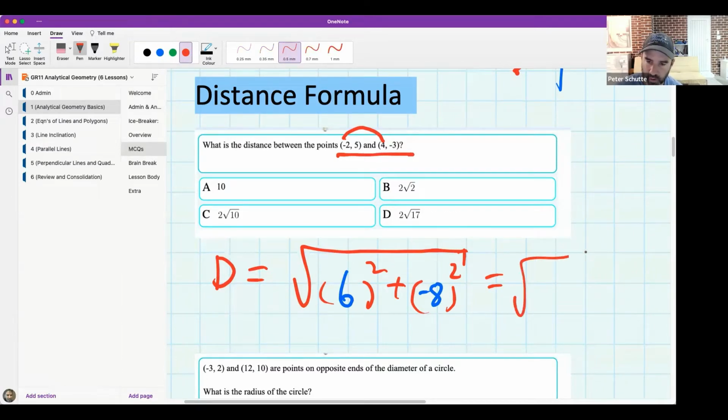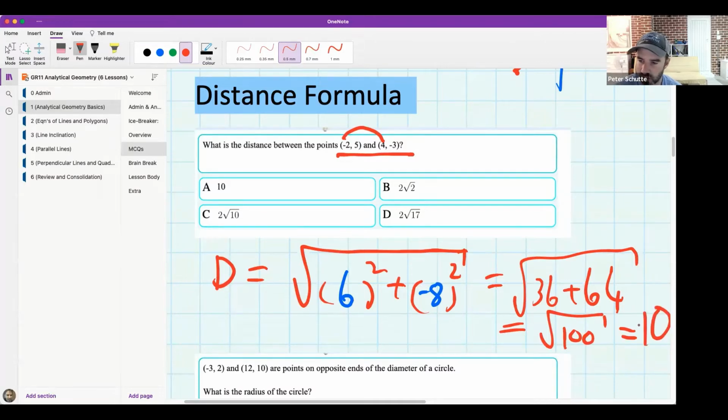So what do we have for all that? We have 36 and 64, which should give us 10, which is A.